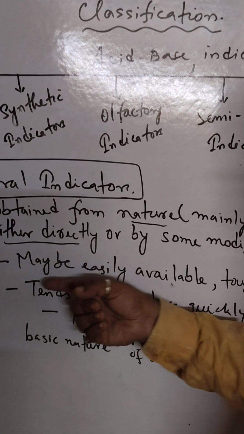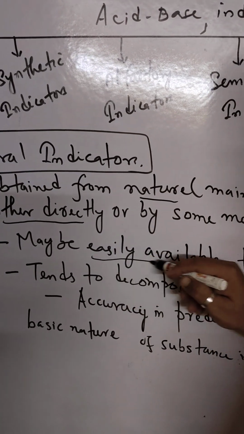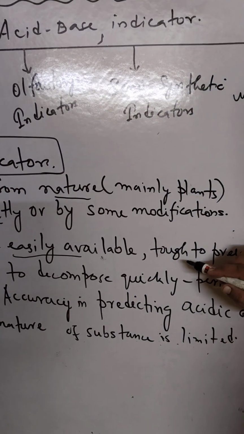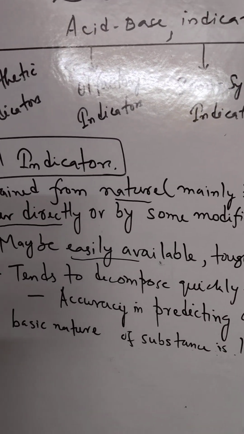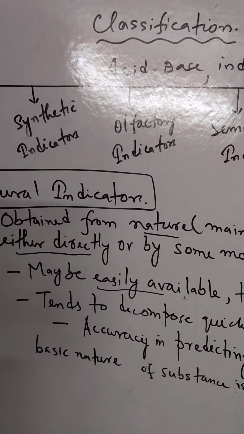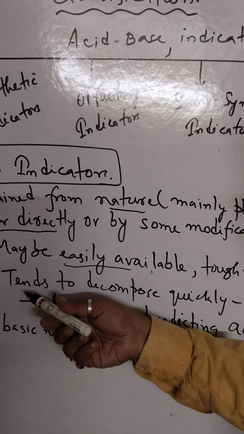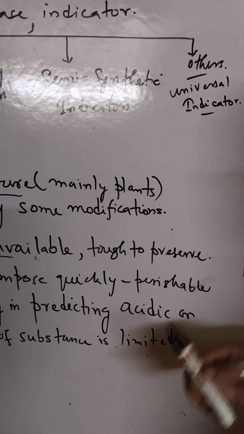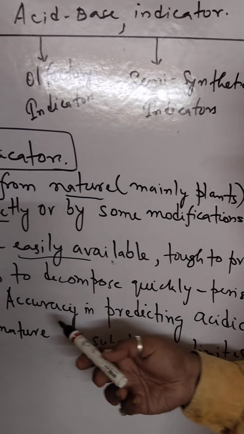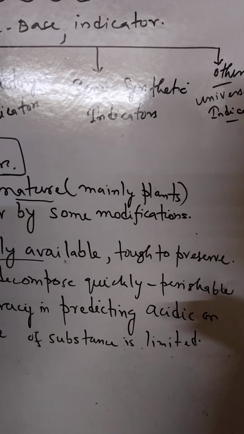Now next thing we can say is that they're easily available. This is an advantage, but the disadvantage is also there, that is tough to preserve. That means these are perishable by nature and hence they have a tendency to decompose very quickly. You see, I've mentioned the point, tends to decompose quickly as they are perishable.